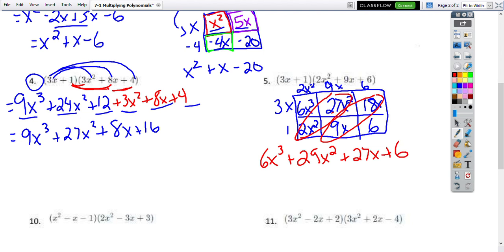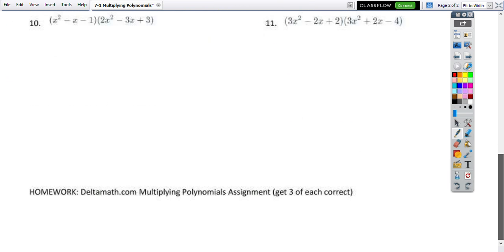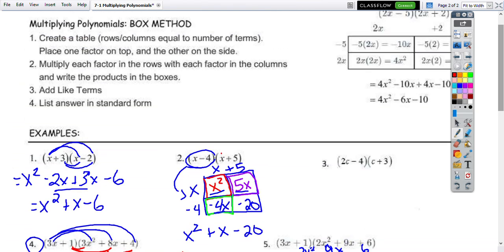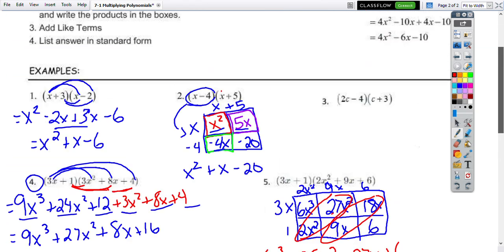All right, and that's it for that video. So take a look at that. You can go through it. You can finish up the other ones. And we'll go from there, all right? So for homework on this one, just finish this back page and bring it back.